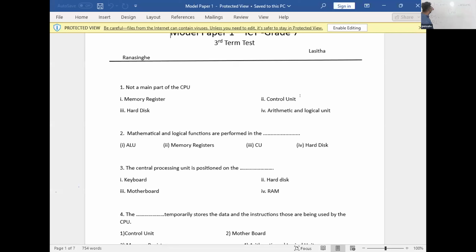At the moment we know the CPU stands for Central Processing Unit. Then if we take the CPU, it has three main parts: the control unit and the ALU. Other than that, the memory register.